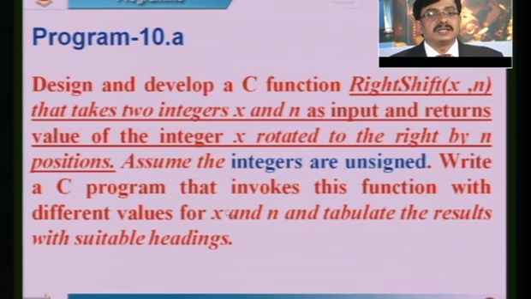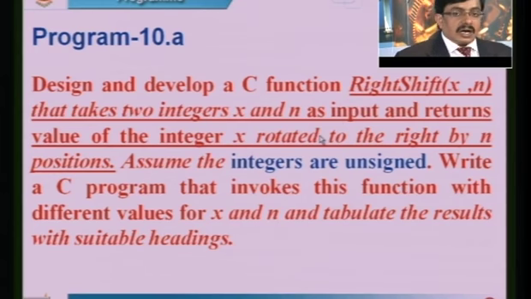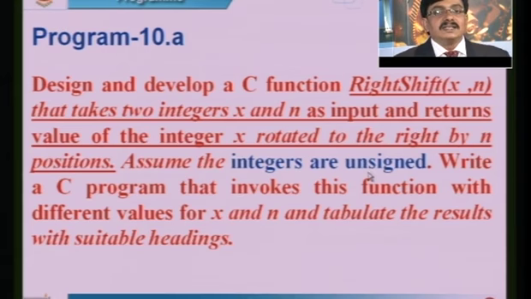Write a C program that invokes this function with different values of x and n and tabulate the results with suitable headings. Before we program it, we should know what exactly right shift and right rotate are. Also we should see the concept of a signed number and an unsigned number.